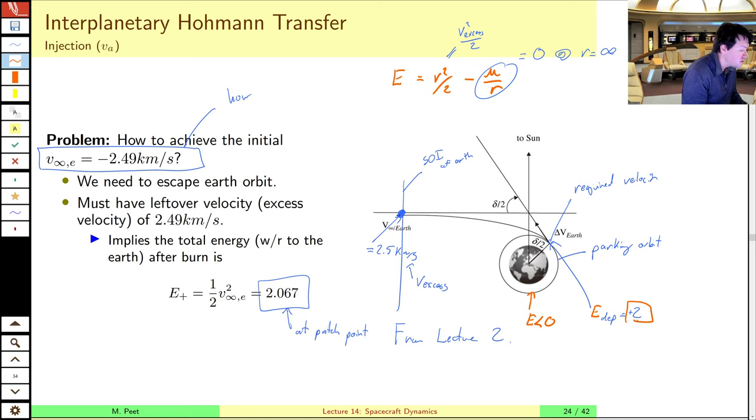So how do we impart that energy? Remember, it's not that hard because we get to use the Oberth effect. When we start in a low parking orbit, delta Vs at low orbit count a lot more towards energy than ones at high orbit. So we get to use Oberth to make up the difference.